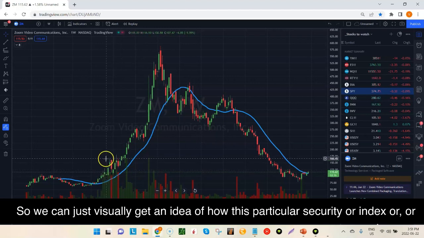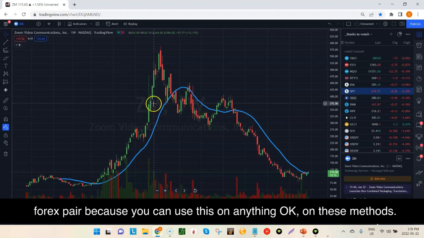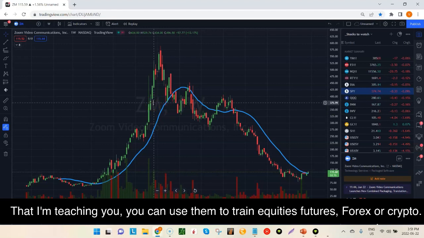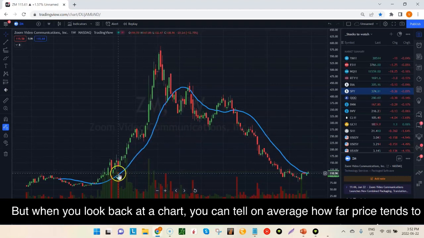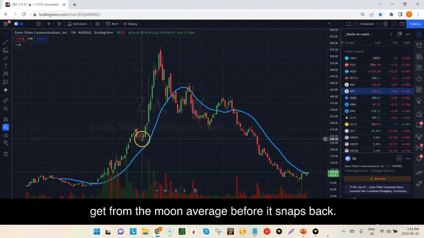So we can just visually get an idea of how this particular security or index or forex pair, because you can use this on anything, okay? The methods that I'm teaching you, you can use them to trade equities, futures, forex, crypto. It doesn't matter, any time frame. It's all just technical analysis. But when you look back at a chart, you can tell on average how far price tends to get from the moving average before it snaps back.